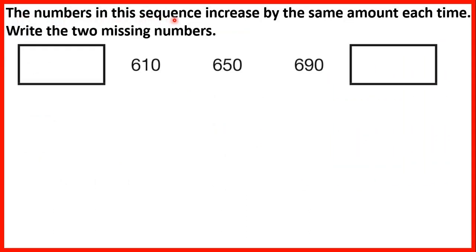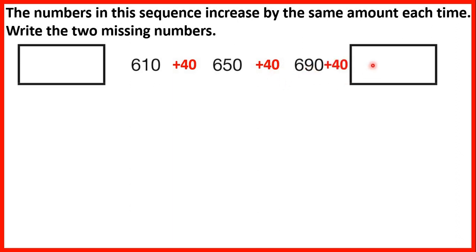The numbers in this sequence increase by the same amount each time. Write the 2 missing numbers. So we have 610, then 650. So we need to think 610 plus what is 650? Well, 610 plus 40 is 650 because if we have 1 ten and we add 4 tens, we'll get a number with 5 tens. And then 650 plus 40 is 690 because 5 tens plus 4 tens makes 9 tens.